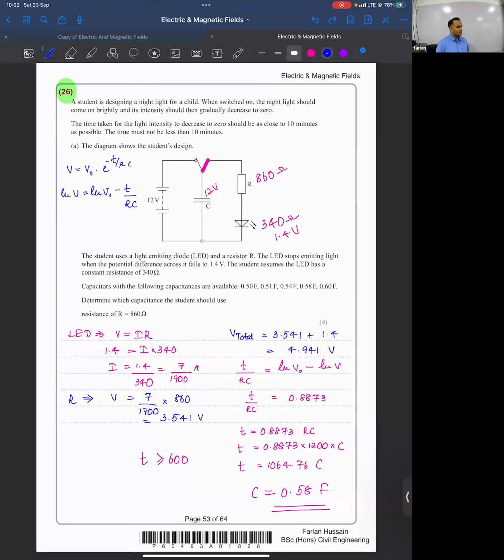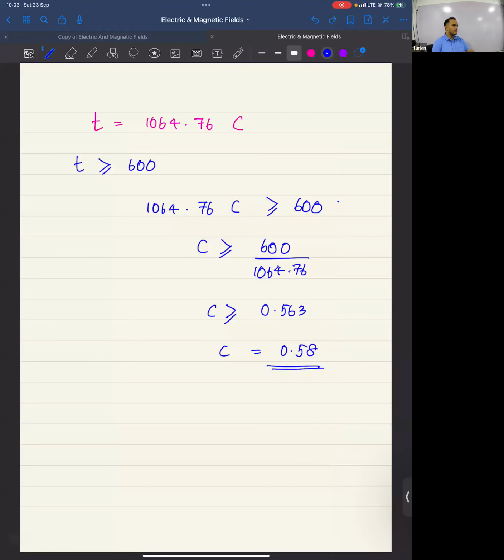Because they have told it should be as close to 10 minutes as possible. Understood? So the only answer is 0.58.